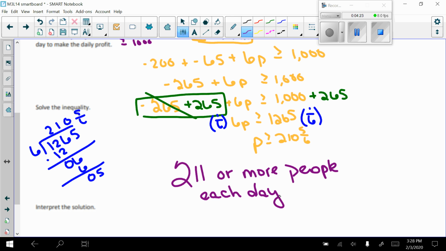Okay, so if you have any questions about what I did, why did I preserve the inequality symbol? The coefficient was positive. So the coefficient was positive, that means preserve. Positive, preserve. All right, let's move on to example 2.